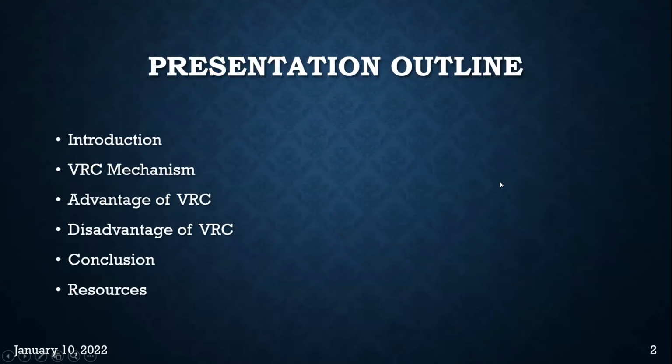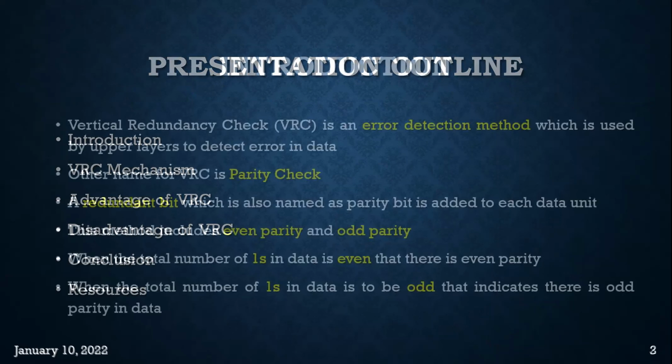This is the presentation outline: introduction, VRC mechanism, advantage of VRC, disadvantage of VRC, conclusion, and resources. Now I am going to discuss vertical redundancy check. Vertical redundancy check or VRC is an error detection method used in upper layers to detect errors in data.